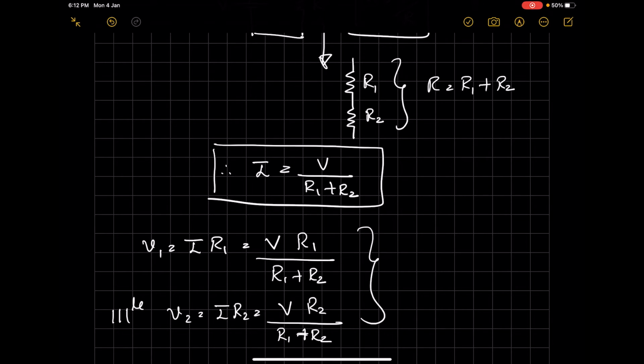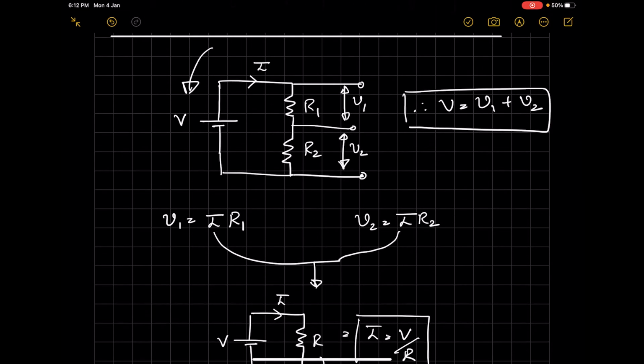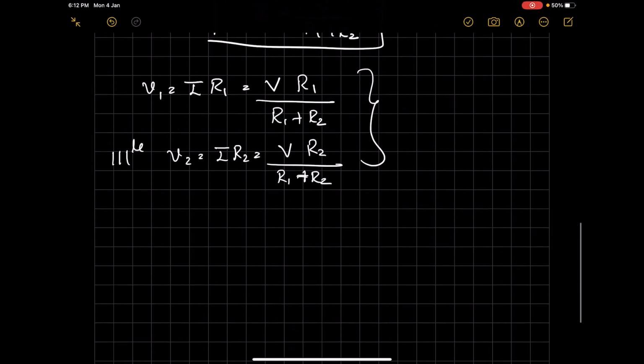To summarize it shortly, to solve a voltage divider network, all you need to know is the current flowing through each resistance, and then you multiply the current with the respective resistances, and you'll find the voltage across those resistances. So let's solve some examples.